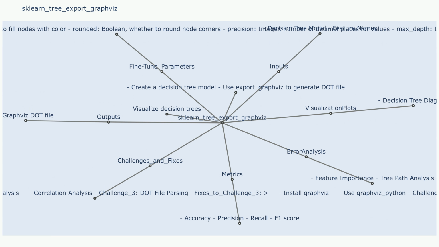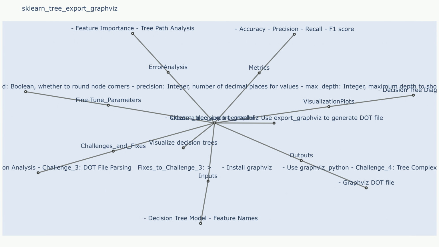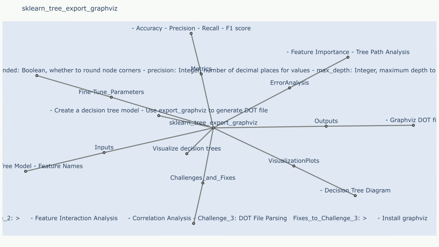Challenge 2: difficult to interpret trees. Very large and complex decision trees can be challenging to interpret visually, making it difficult to understand the decision logic. Sample use case: a decision tree with hundreds of nodes and deep levels might be hard to interpret visually, even with a well-formatted visualization. Fixes to challenge 2.